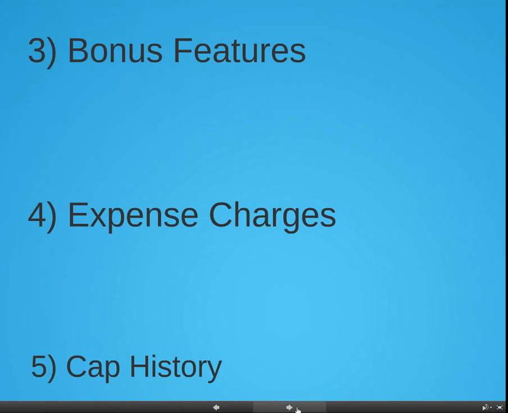The other agent's showing expense charges and says, look, this product's got a low premium load, or the cost of insurance is lower on this, or this and that. And at the very least, you need to understand what those different things mean so that you can explain it to your client.